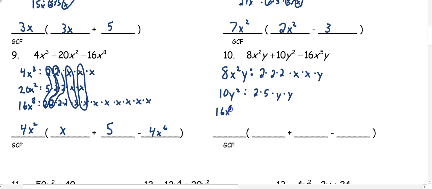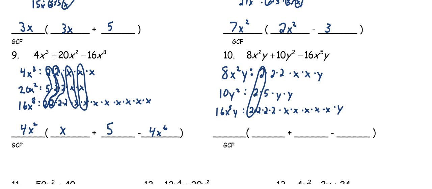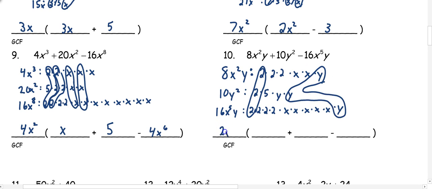16x to the 5th y. So two numbers that multiply to 16 we said are 4 and 4, which we can break down to 2 and 2. So I'm going to have 4 2's, 5 x's because it's x to the 5th, and 1 y. So they all have a 2 in common, which makes sense. They're all divisible by 2. We have to be careful with the x's. While 8 and 16 both have x's, the 10 didn't have any x's, so x is not going to be part of the GCF. They do all have a y, so our GCF is going to be 2y.